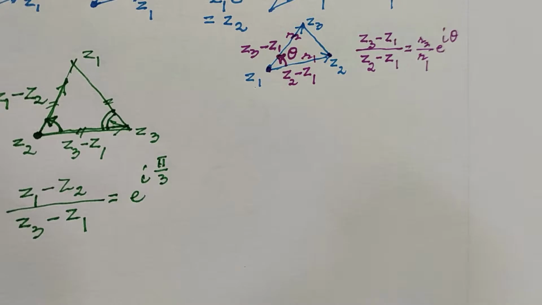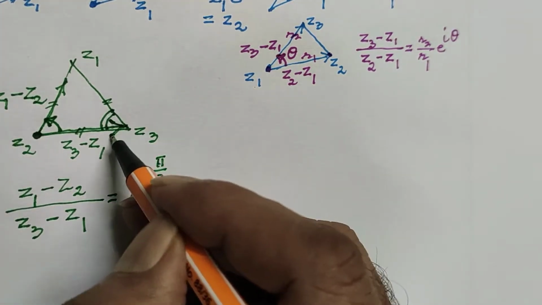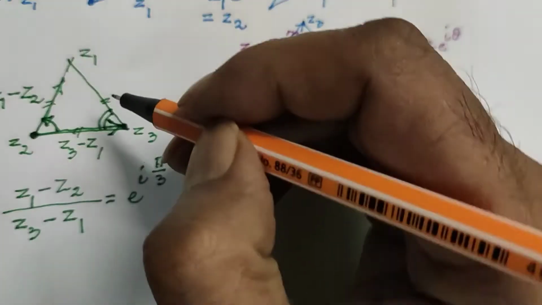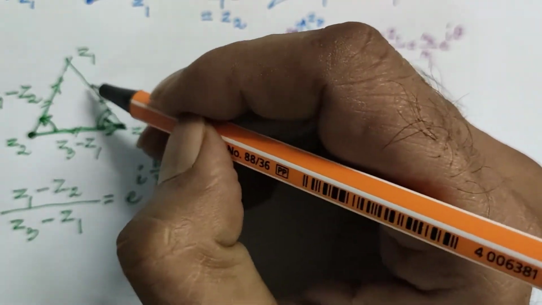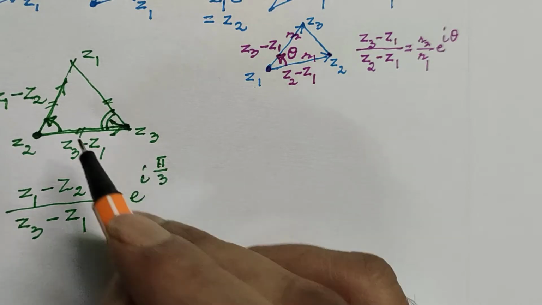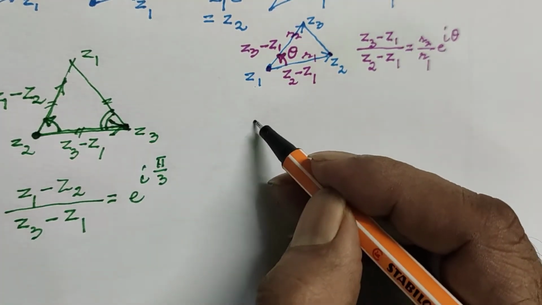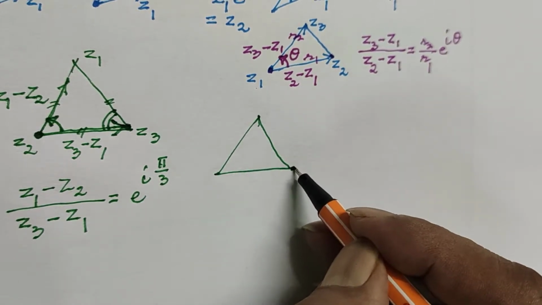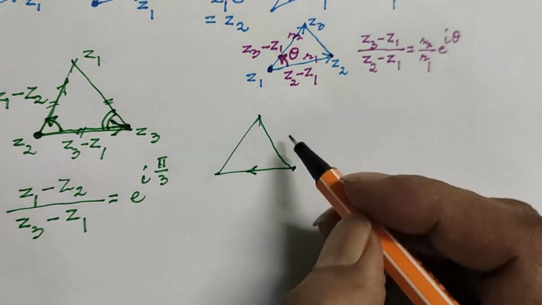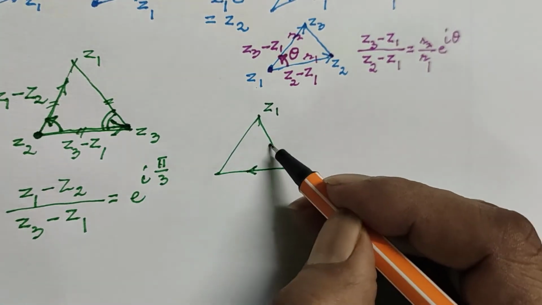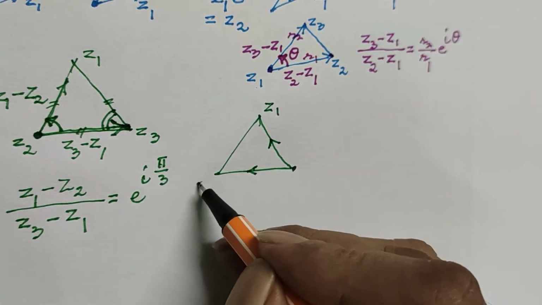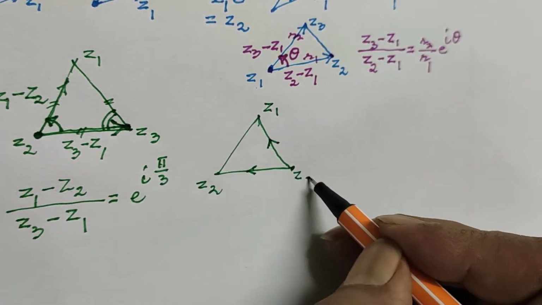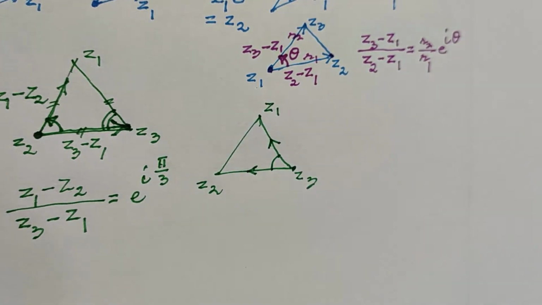This is also pi by 3, but the arrow is pointing towards this point, and we can take the arrow as pointing this side or that side, but this will not do. So we have to redraw and make the arrow starting from this point. So this arrow starting from this point and this arrow starting from this point, Z1, Z2, Z3, and this angle is pi by 3.